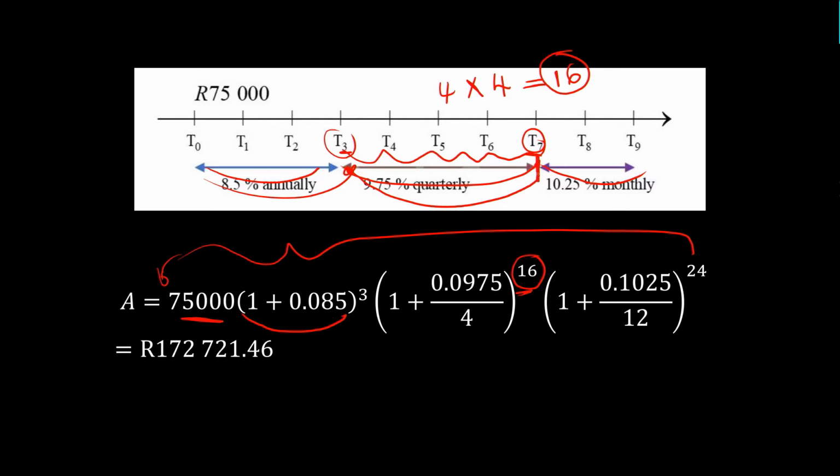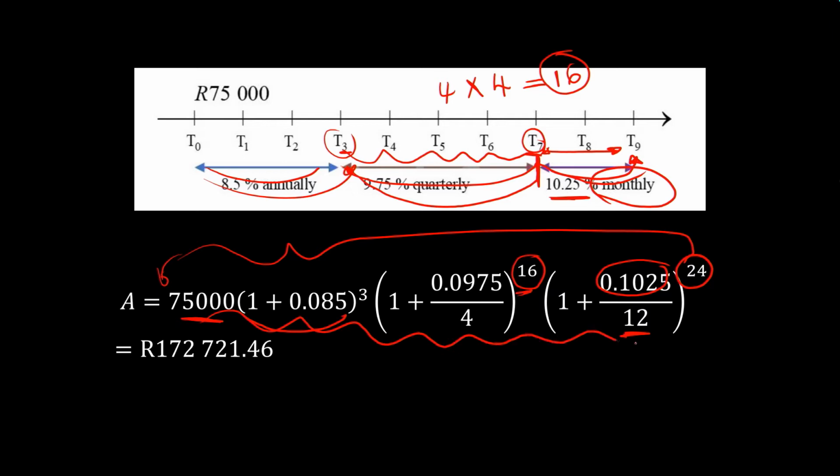That takes me to time 7. I then need to move from time 7 to time 9 by multiplying by 10.25% compounded monthly. So I take my interest rate, divide it by 12, and I know from time 7 to time 9 is 2 years, but in terms of compounding periods, it's 24 months to reflect that compounding is monthly. So you certainly can put all of this into your calculator. It's one long sum, and you'll end up with 172,000 Rand, 721 and 46 cents.